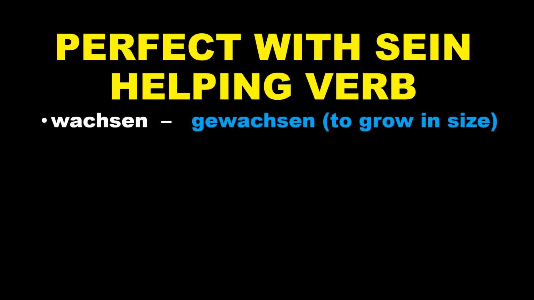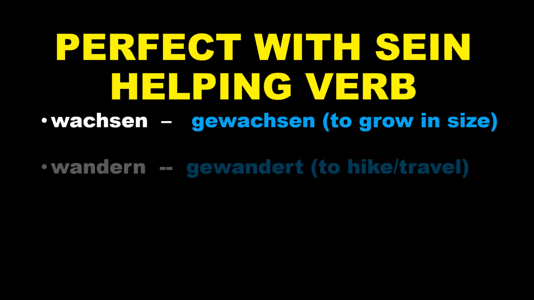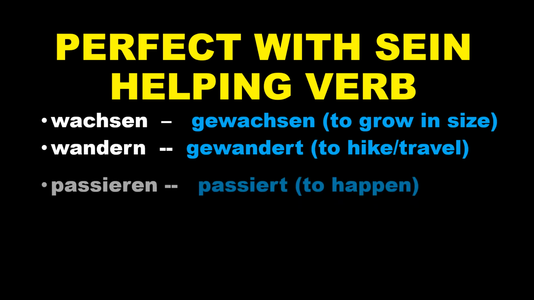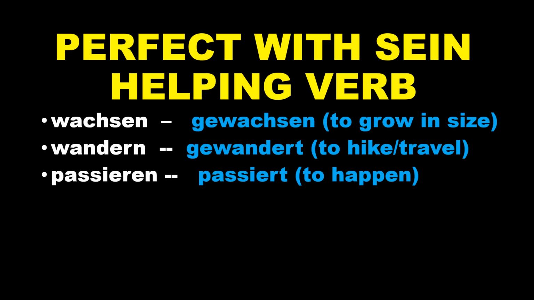Now some more verbs. Wachsen, gewachsen, to grow, definitely in size, in age. Wandern, gewandert, to hike or to travel. Next verb is passieren. Passiert, perfect tense, participle form, to happen.